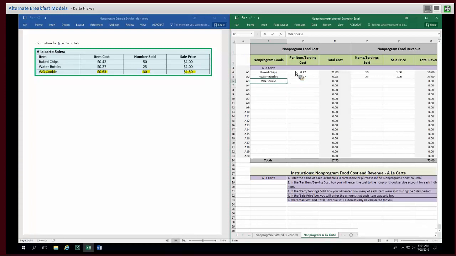Then the next column, we enter in the cost per serving. So the whole grain cookie is 63 cents a serving. And then we enter in how many were sold. So we sold 30 cookies in that 5-day period at this district. And then last, we put the sale price. We're selling those cookies for $1.50. So that's all we have to do to complete the a la carte tab.